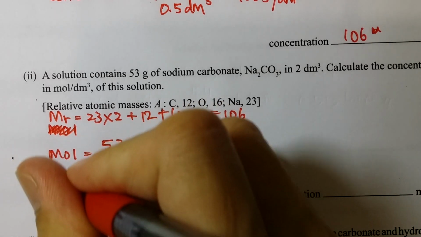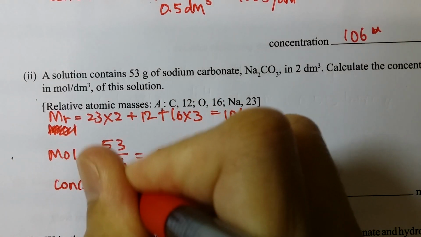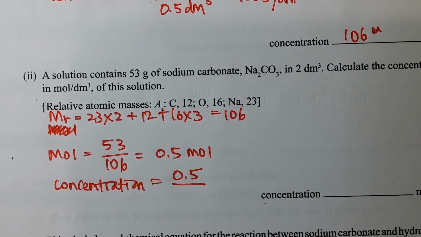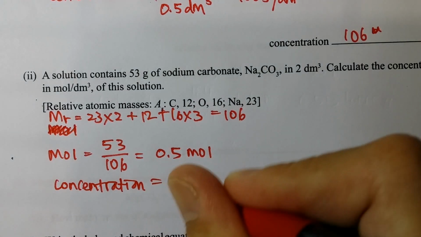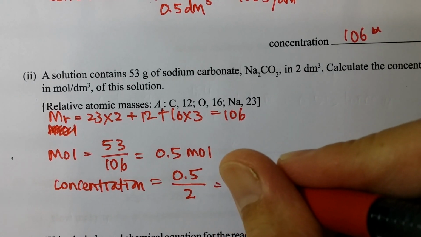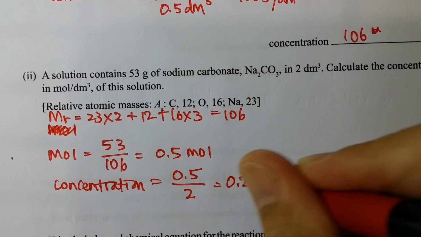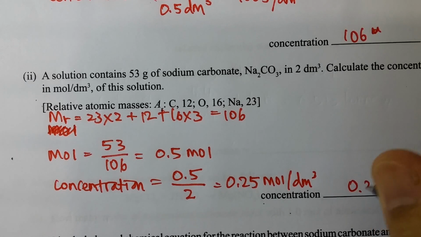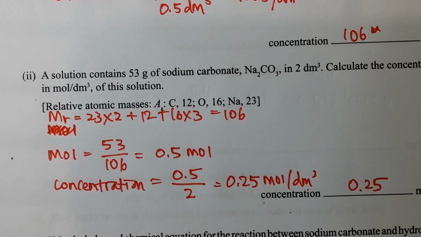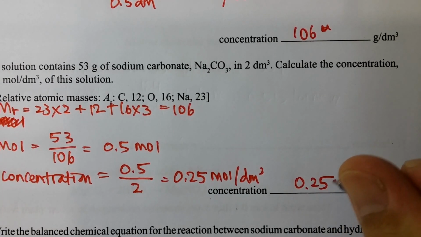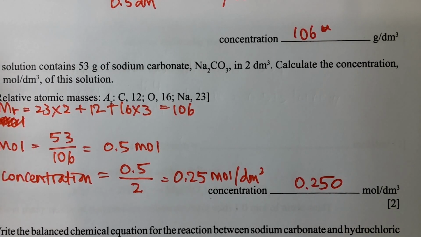And then after that, what would be the concentration? So the concentration is number of mole 0.5 divided by the volume, which is 2, and that would give you 0.25 mole per dm cube. So 0.25, is that your answer? It should be 3 SF, so 0.250 mole per dm cube.